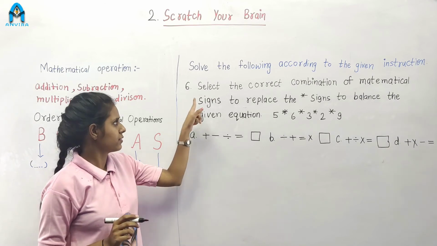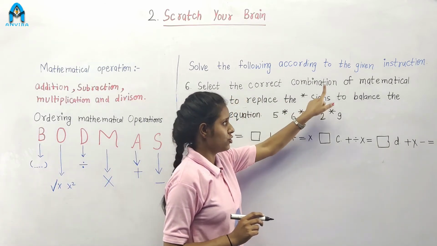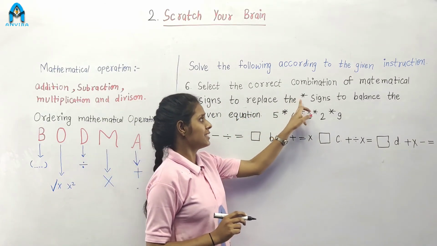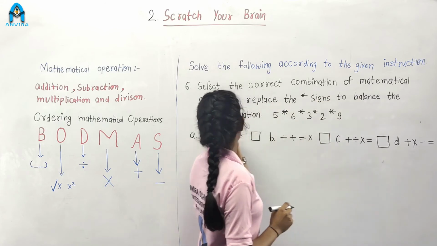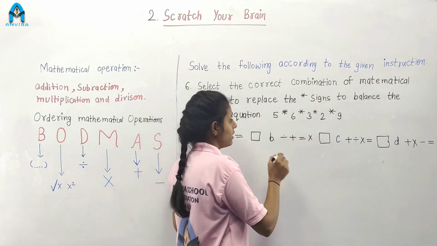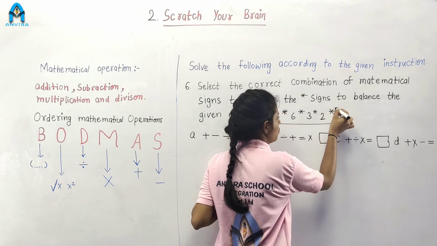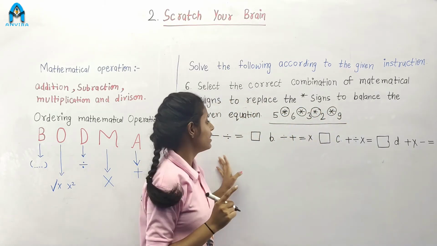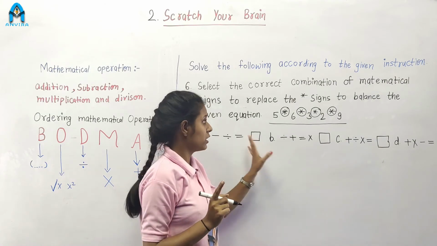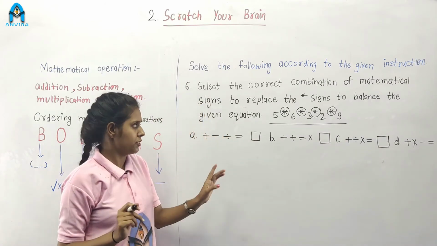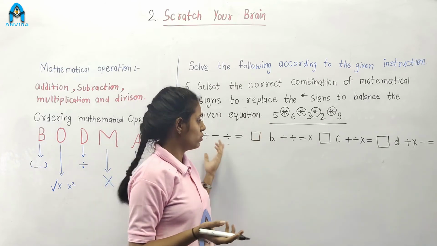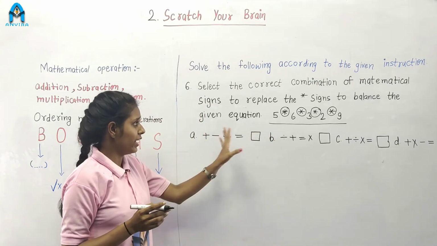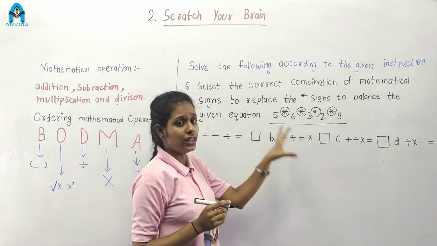Question number 6. Select the correct combination of mathematical signs to replace the star signs to balance the given equation. In this question, we have to replace these star signs with the correct mathematical operations. Now, how can we know which operation is correct? We have to check all the options.